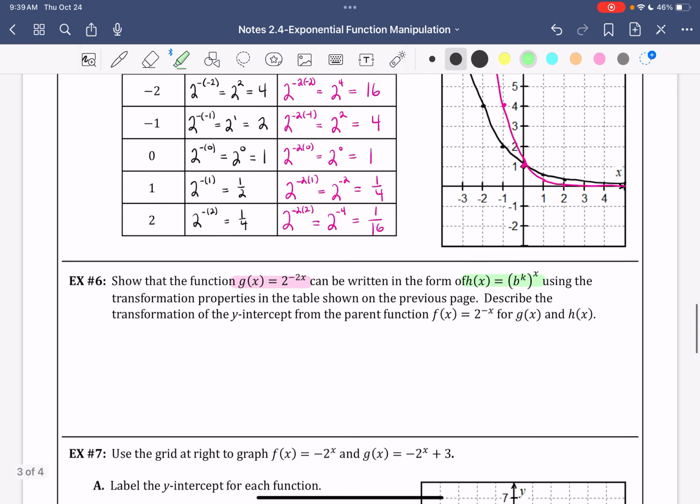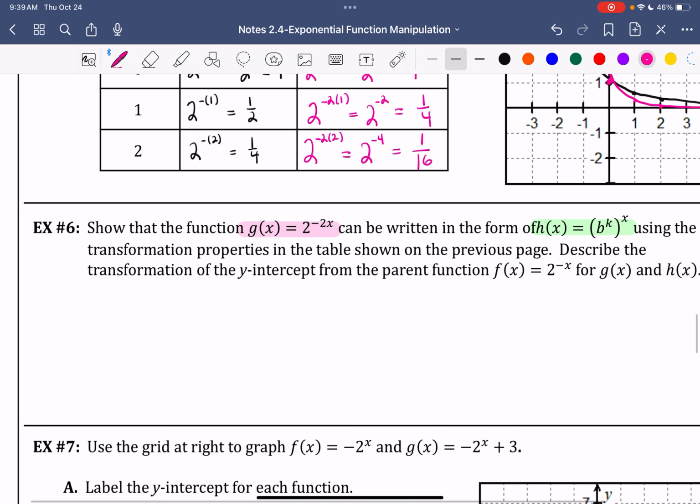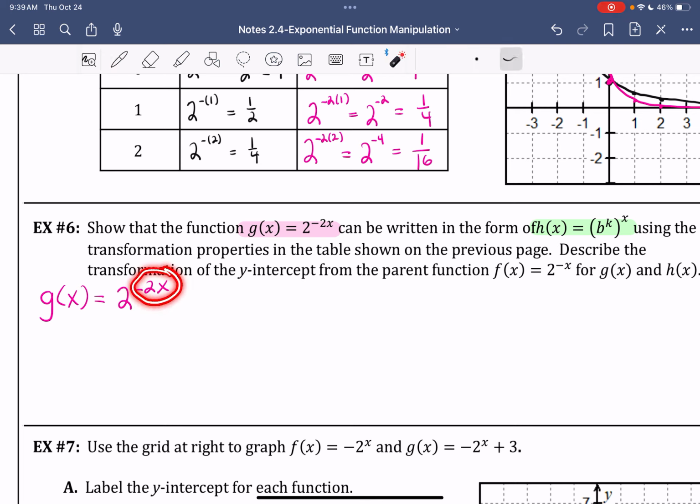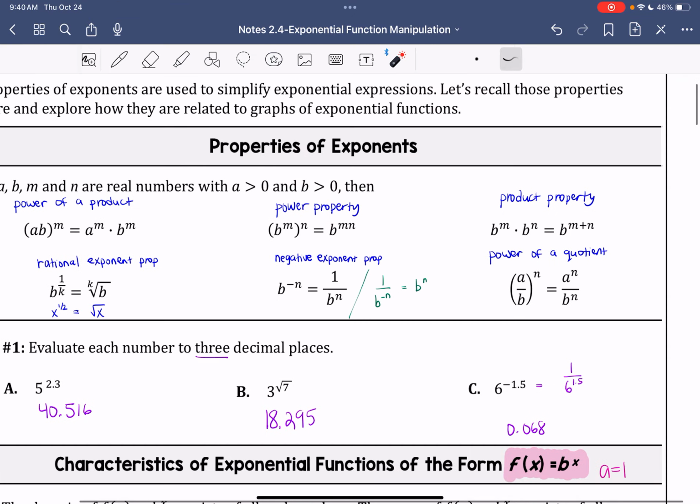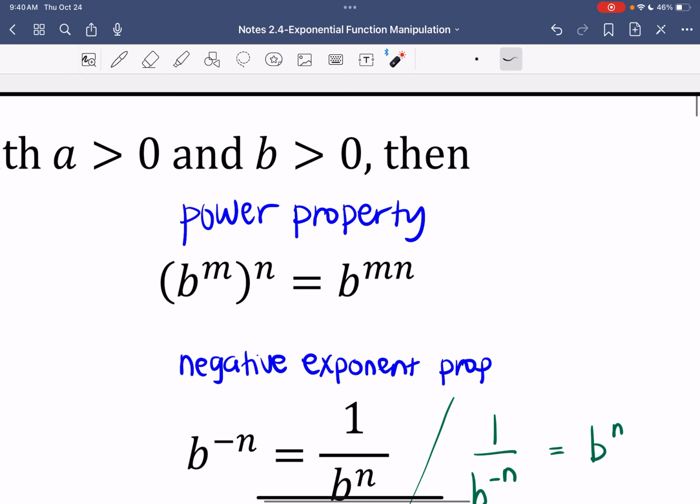So let's start by doing that. If g of x is equal to 2 to the negative 2x, what I'm looking at is in this exponent, I have two values being multiplied together, right? Negative 2 times x. I'm going to scroll way to the very front of these notes. That is actually going to be the power property. Whenever you have two numbers multiplied, it's because one of them was the original power and then it got raised to another power. So we could just split those two things up.